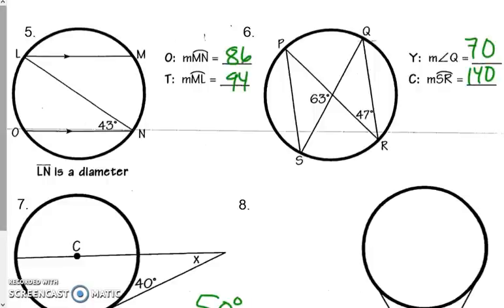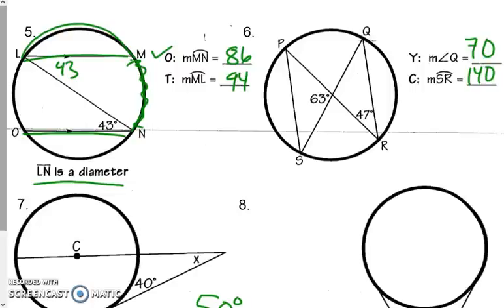Okay, so here's our answers here. Just to go through them real quick. If we want to find the measure of arc MN, note that these lines are parallel, so we have alternate interior angles. This is an inscribed angle. We need to double it to get arc MN. To find arc ML, note that arc MN and arc ML, since LN is a diameter, must add up to 180, so ML will be 94.